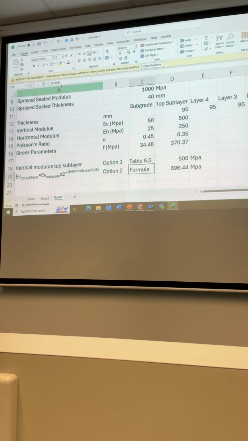Esos 95 donde dice... Sí, creo que son. Poner los del layer 4, del layer 3, del layer 2, del layer 1, de la fórmula de los layers. ¿Qué es esto? 2, 3, 4, ¿no?